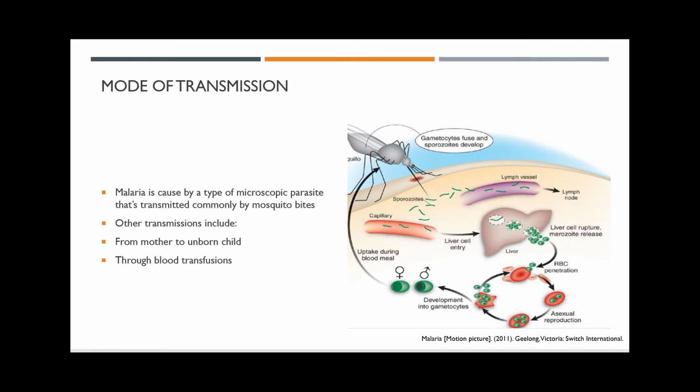Because malaria reproduces in the blood and in the liver, in some cases malaria can be transferred through organ transplant or blood transfusion. In addition, malaria parasites can cross the placenta. So this can be transmitted from a mother to her unborn child, either in the womb or during childbirth. This is known as congenital malaria.